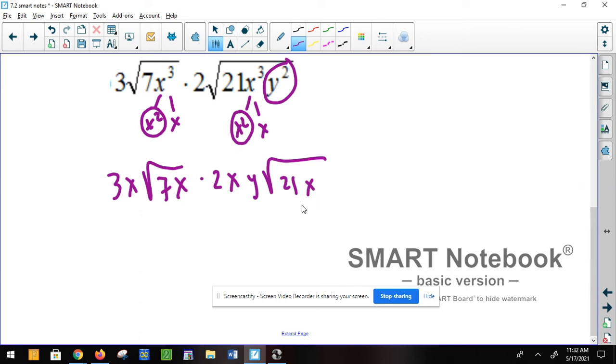Now when I multiply, 3x times 2xy is 6x squared y. Now on the inside, 7 times 21 is 147.